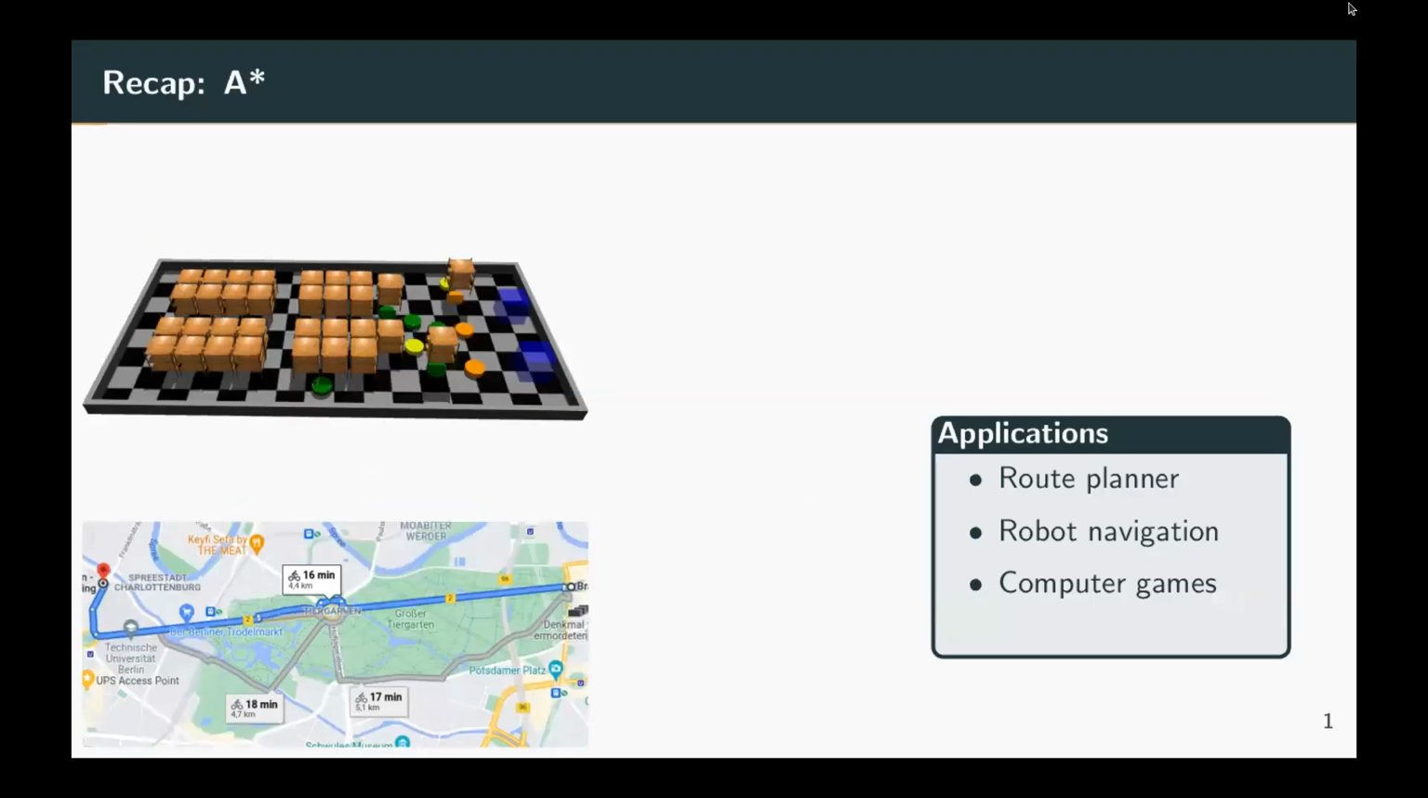Okay, so let's first recap how A* works. First of all, A* has tons of applications. If we use things like Google Maps, then it probably uses it in the background. In computer games it's used, but also for these sort of robot navigations.